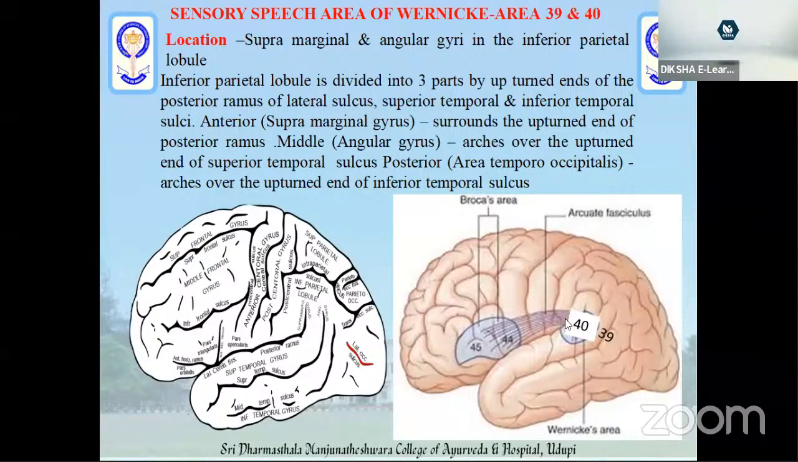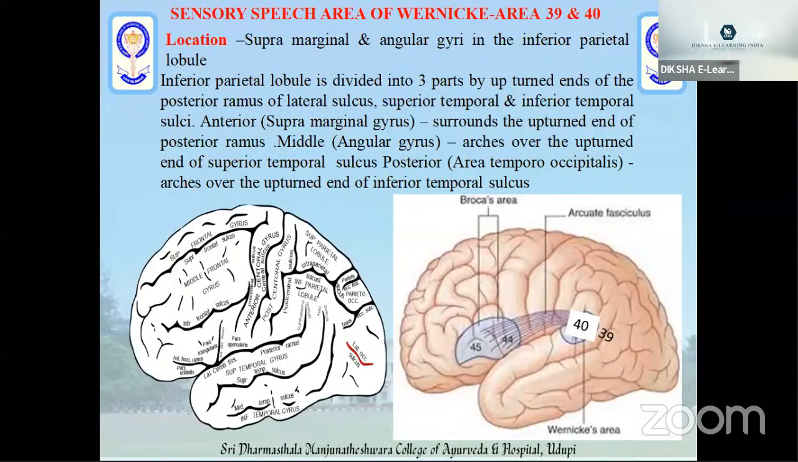Now, the anterior part, which is formed by the posterior ramus, is called the supramarginal gyrus. It surrounds the upturned end of the posterior ramus. See the cursor of the mouse, the supramarginal gyrus is located here. Then the angular gyrus is located above the superior temporal sulcus, arching over the upturned part of the superior temporal sulcus. This part is area number 39, the angular gyrus. The supramarginal gyrus and the angular gyrus are the sensory speech area, also called Wernicke's area.